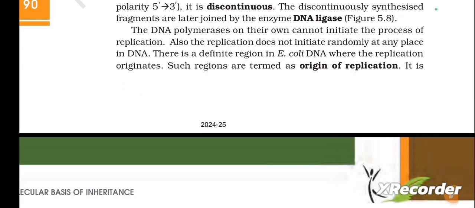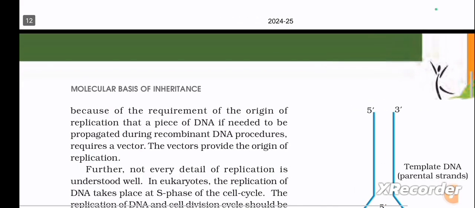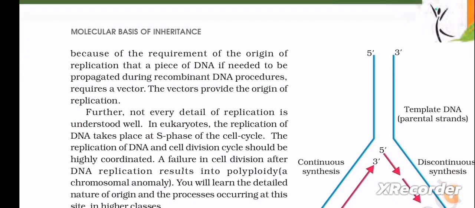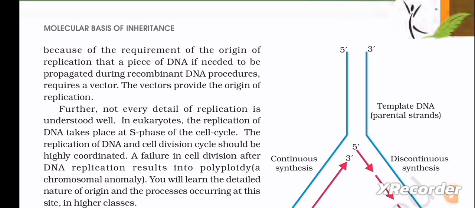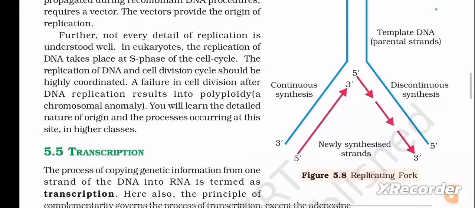Such regions are termed as origin of replication. It is because of the requirement of the origin of replication that a piece of DNA, if needed to be propagated during recombinant DNA procedures, requires a vector. The vectors provide the origin of replication. Further, not every detail of replication is understood well.